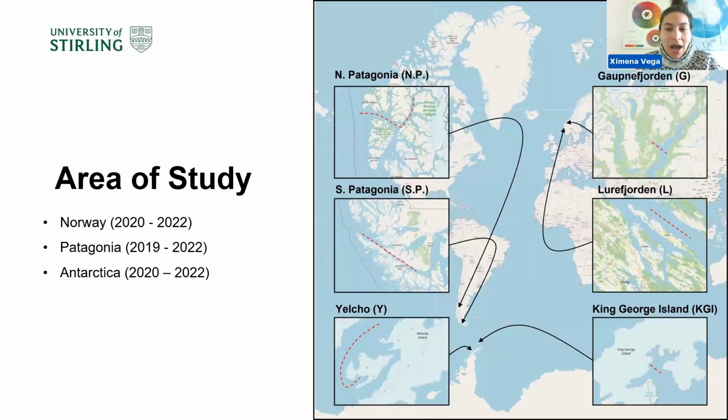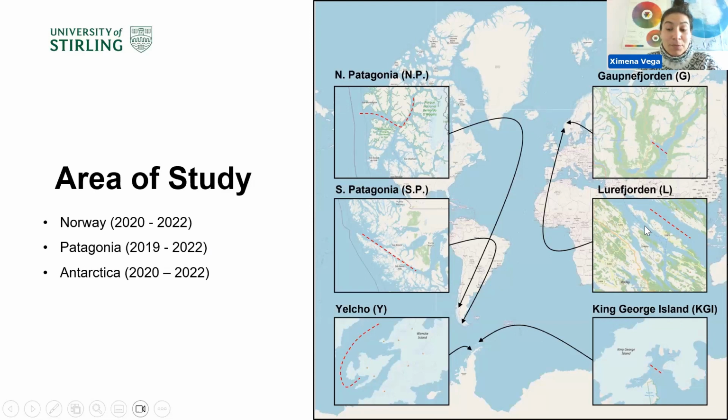So as I mentioned, I wanted to look at the differences for each region. I have had the opportunity to participate in a couple of Antarctic campaigns, such as here in King George Island in 2019. I also had the opportunity to be part of an expedition in northern Patagonia, and with the University of Bergen, within the context of the Saltire interchange, I got the chance to go to Lurefjorden.